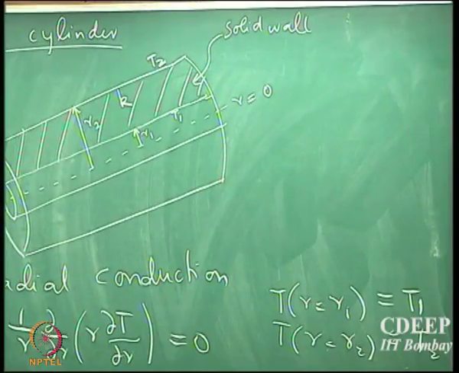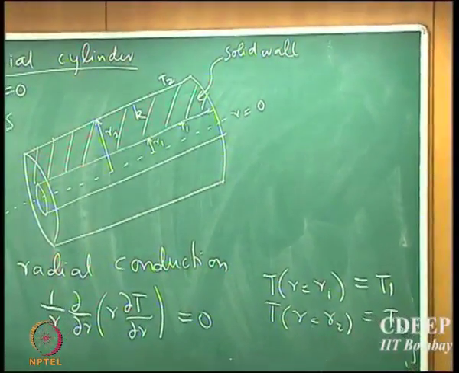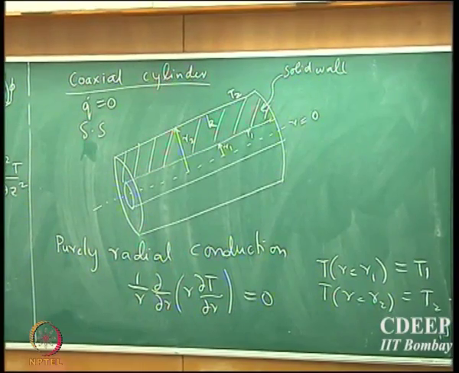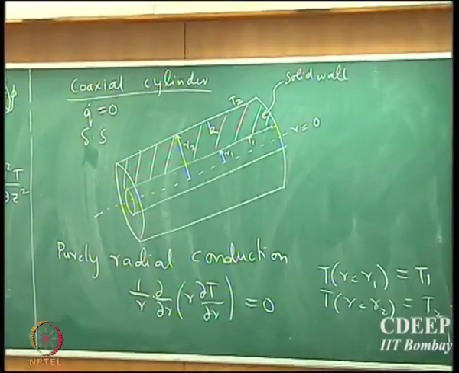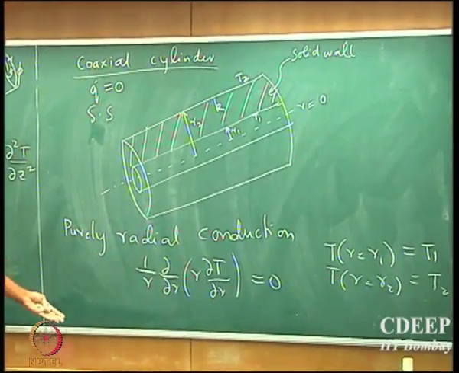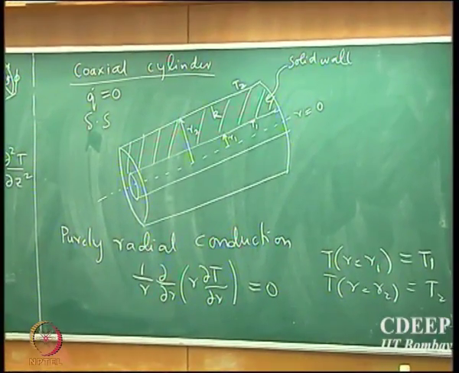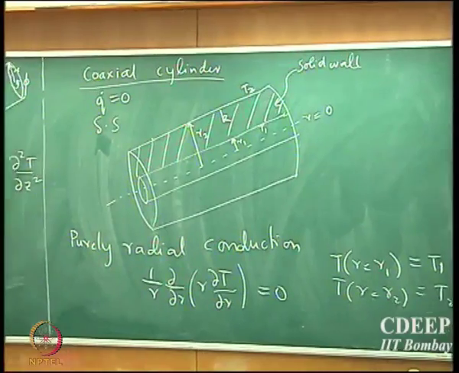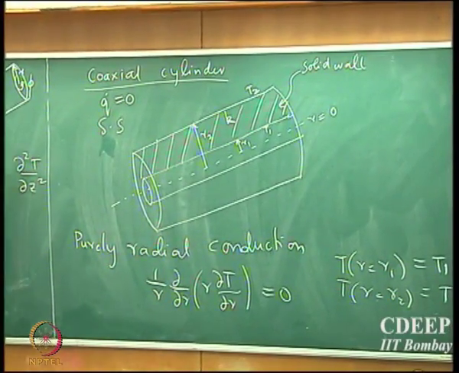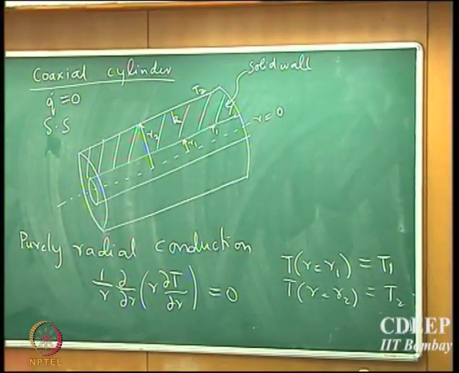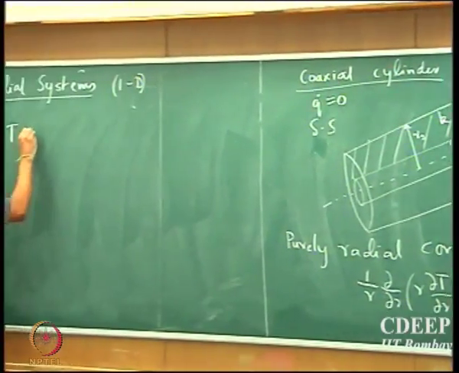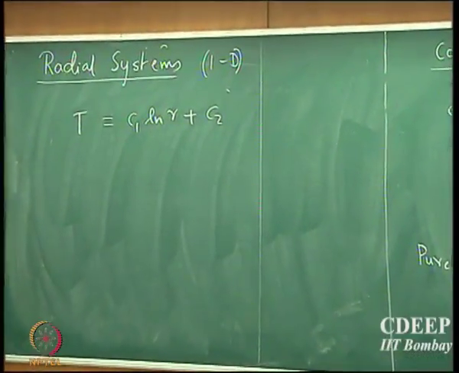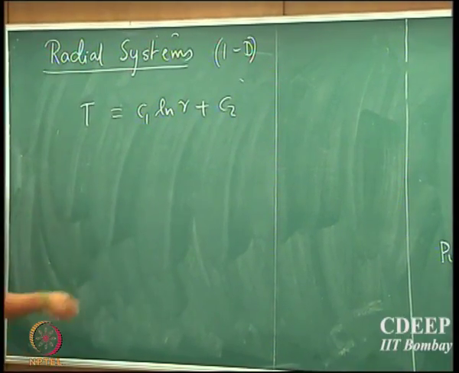What is the general solution of this equation? You want to try? Yeah, it is log, but what is it? C1 ln r plus C2, right? So the general solution is C1 ln r plus C2, where ln stands for the natural logarithm, and so now we can substitute the boundary conditions.